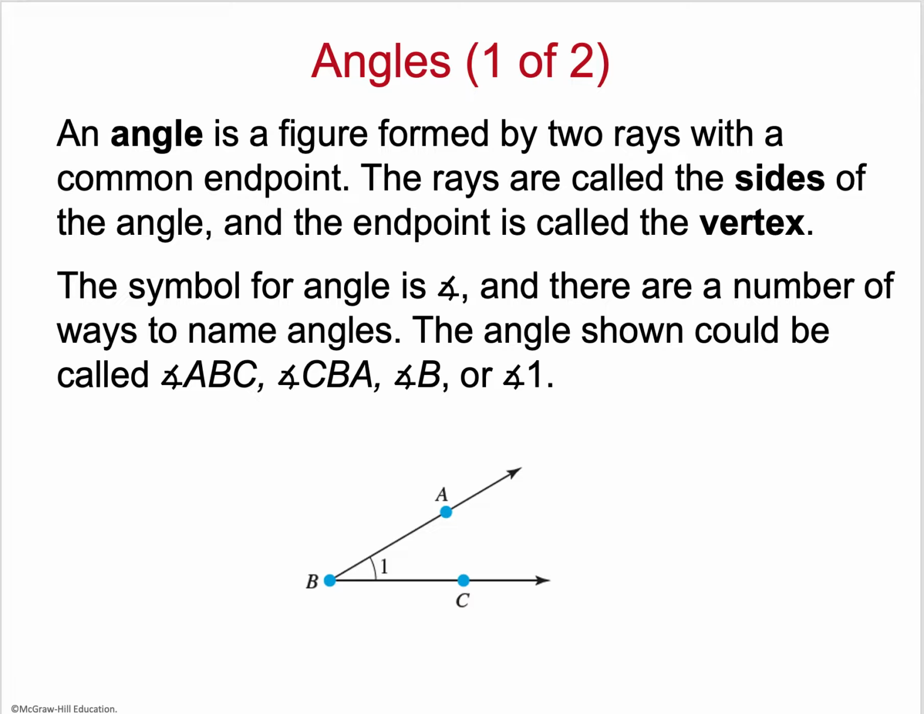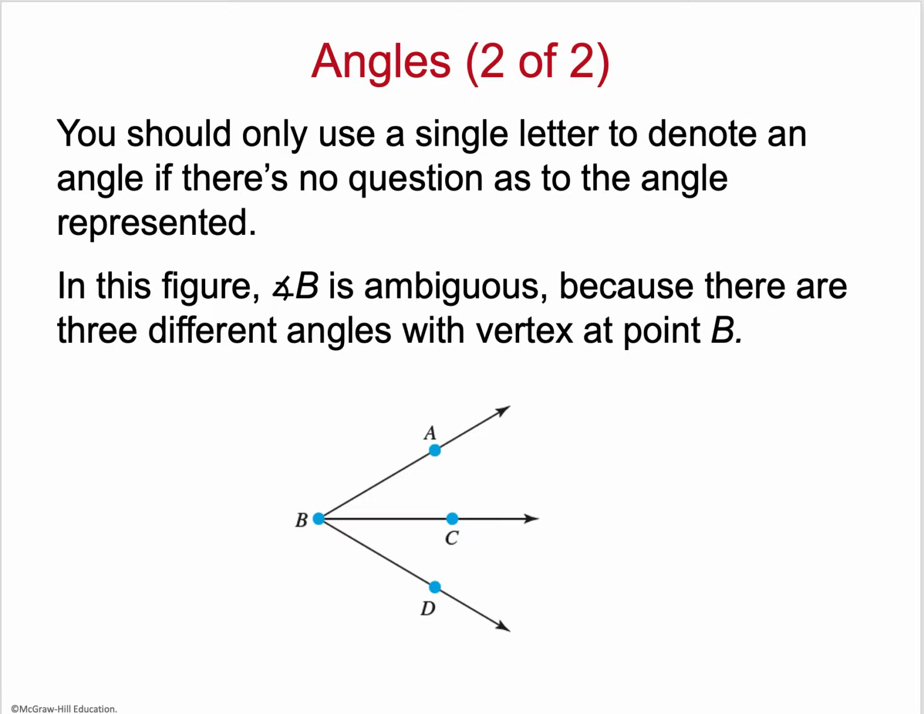And each ray is called the side of the angle, and the endpoint of each ray is called the vertex. So the symbol for an angle is the little angle with, I guess, a crescent through it would be the appropriate term. And there are a number of ways to name angles. I can use any combination of the 3 points where B being the vertex is in the middle. I could also call it just angle B because B is in the middle, or I could call it angle 1 by determining the inside of it as angle 1.